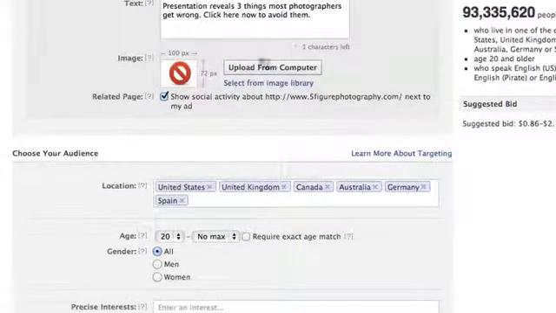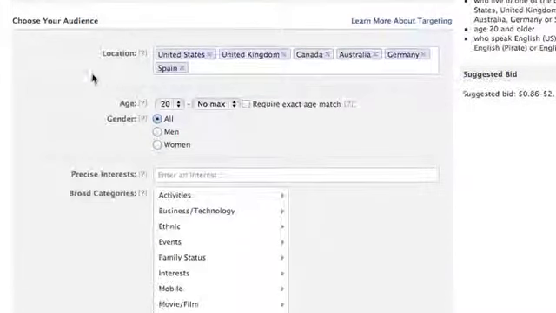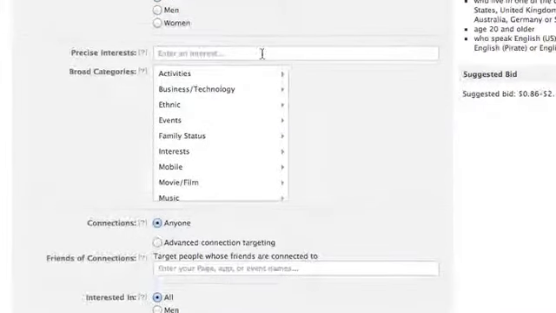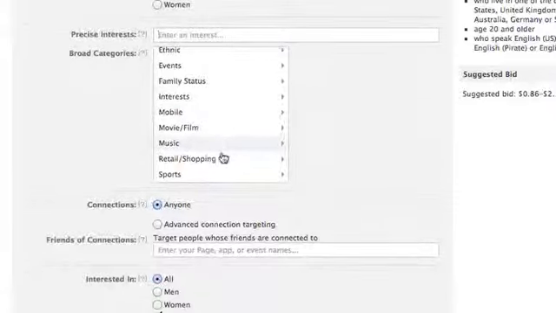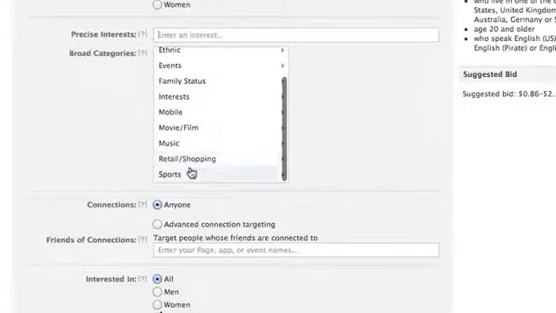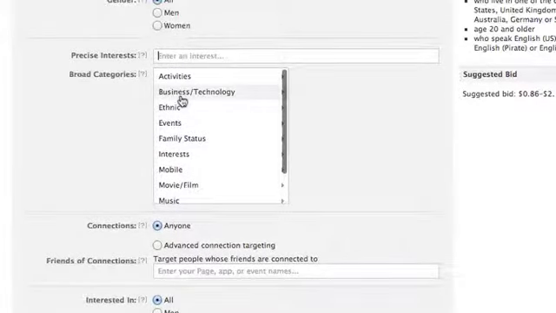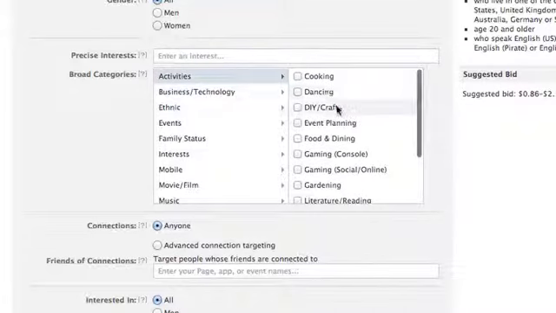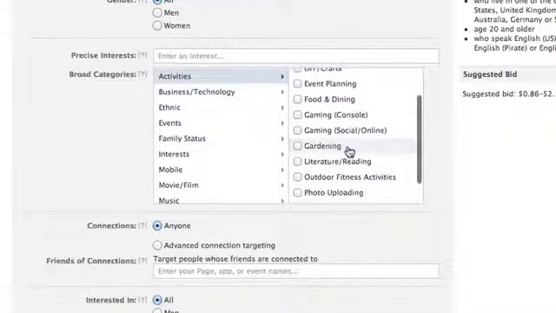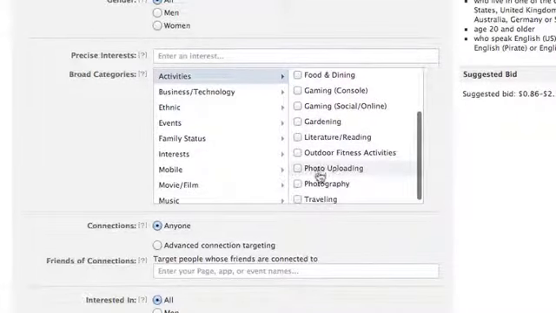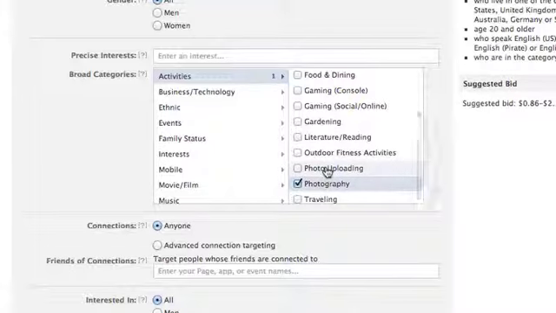I have my good ad created. I'm sending to a good landing page. And then here's where the targeting really gets interesting. A lot of people go and they'll play with these broad categories. It's not really a rule of thumb, but I never use these broad categories. I don't really believe that they're that valuable. Again, you can test it in your niche. Let's see if we can even find photography. Right here, actually, this might work for photography.